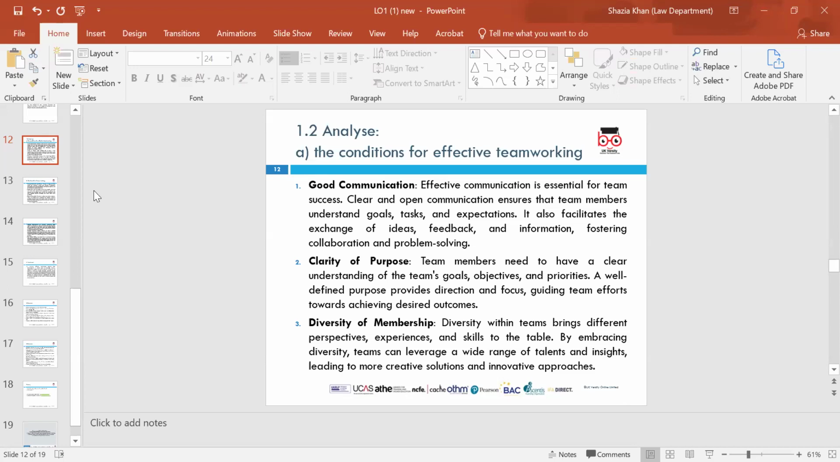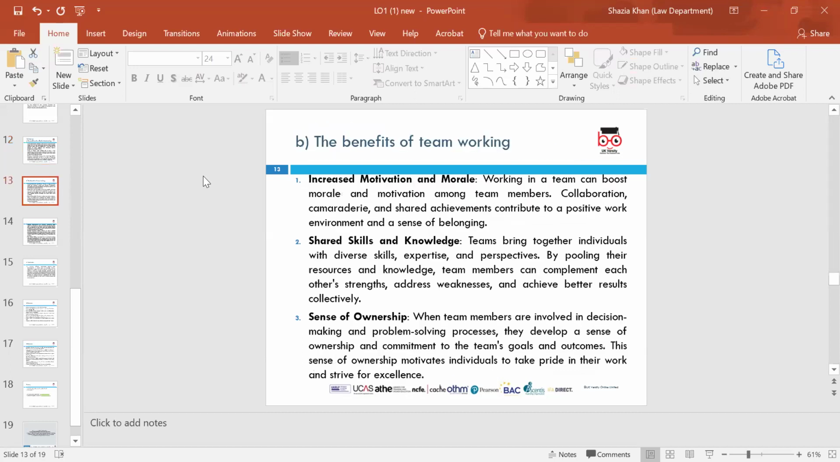The next one is diversity of membership. So diversity within the team brings different perspectives, experiences, and skills. By embracing diversity, teams can leverage a range of talents. And I think if you have a diverse team, it works well because they're able to put their different perspectives in place, but also, they have a wide range of talent, creativity, and different approaches as well, which helps. The benefits of teamwork, which is B, so it increases motivation and morale.